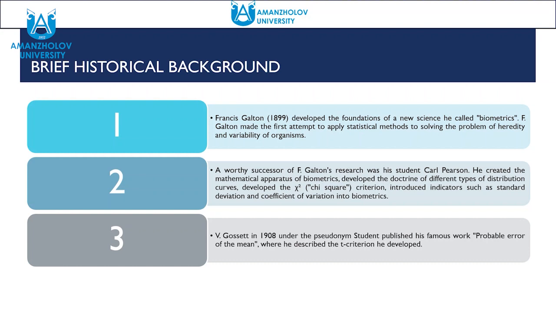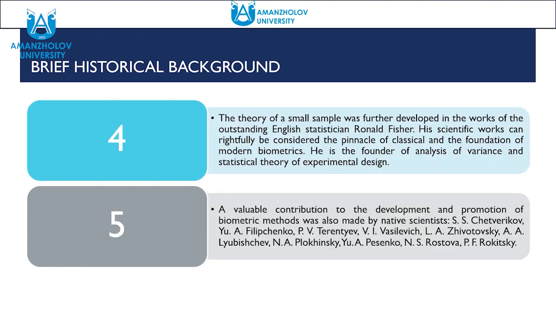Gosset, in 1908, under the pseudonym Student, published his famous work, The Probable Error of the Mean, where he describes the t-criterion he developed. The theory of a small sample was further developed in the works of the outstanding English statistician Ronald Fisher. His scientific works can rightfully be considered the pinnacle of classical and the foundation of modern biometrics. He is the founder of analysis of variance and the statistical theory of experimental design.